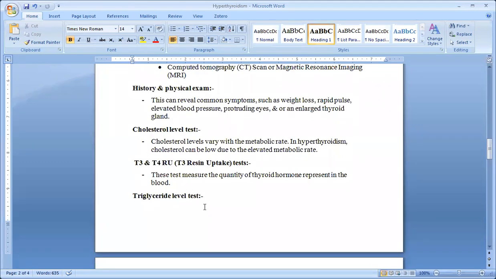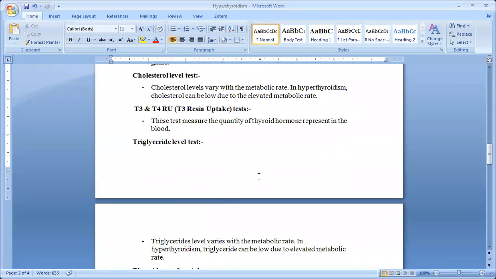Okay, so we suggest these types of tests to that individual. T3, T4 resin uptake test: what do we measure here? The exact quantity of the thyroid hormone secreted by the thyroid gland. Okay, so we can conclude how much it is affecting.